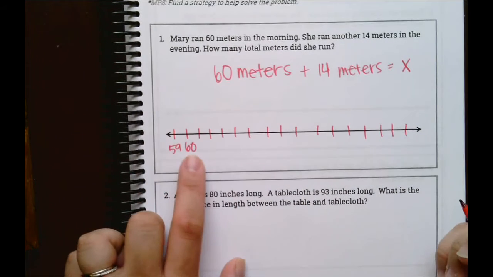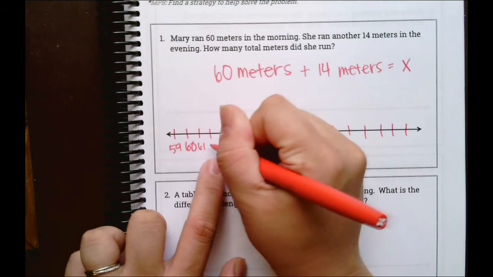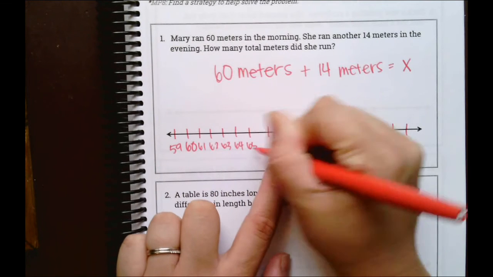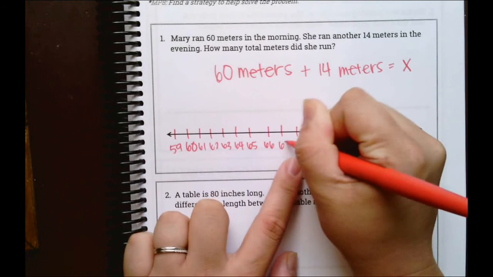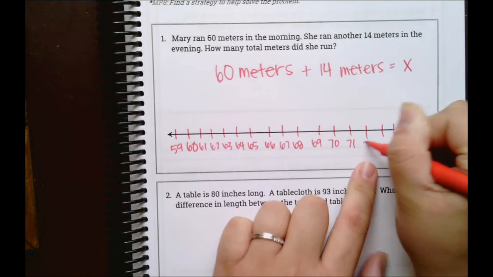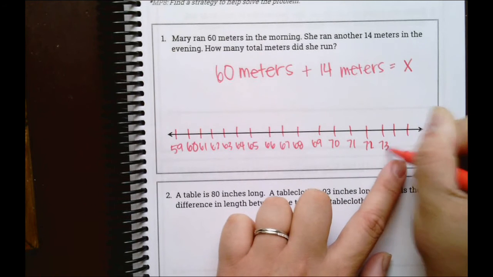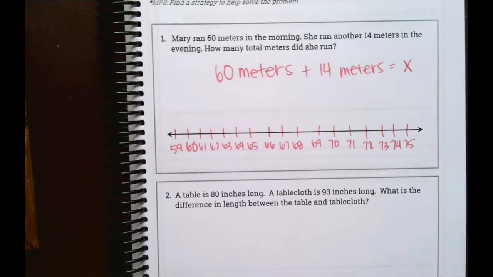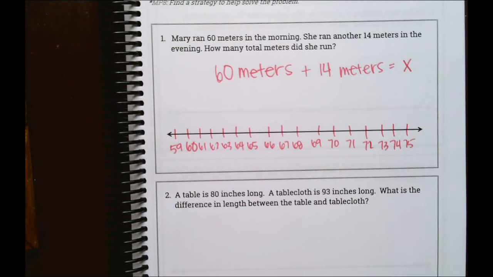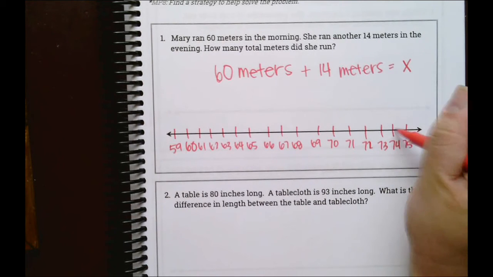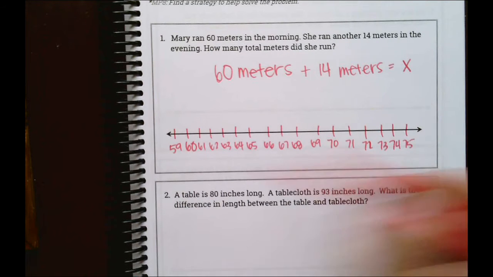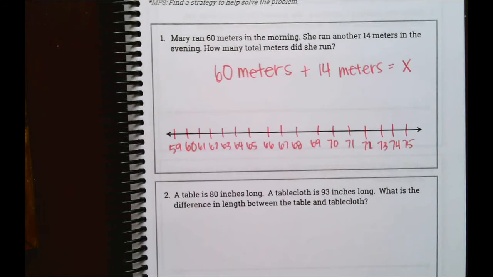And then I'm going to make sure to plug the numbers in. 61, 62, 63, 64, 65, 66, 67, 68, 69, 70, 71, 72, 73, 74, 75. Okay, but remember, I added 15 to here. So I only need to jump here. But I'm going to go back and I'm going to make my jumps, okay? So I set up my number line. Now I just need to solve.